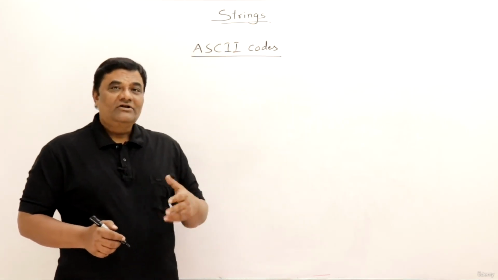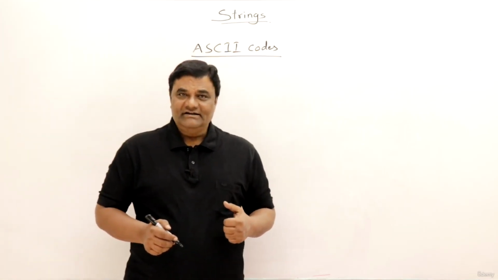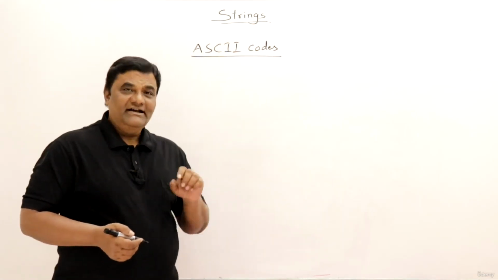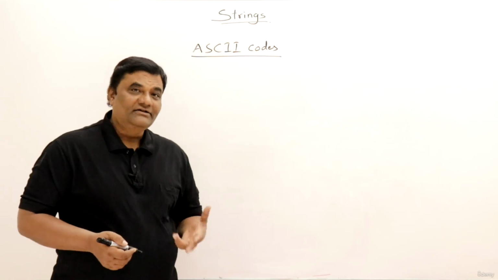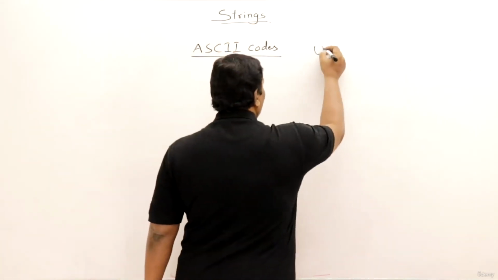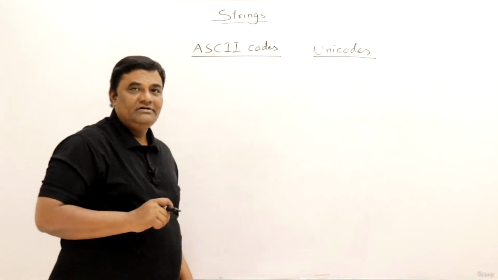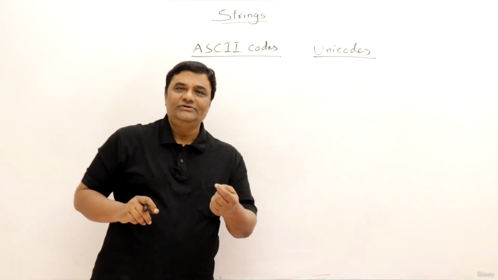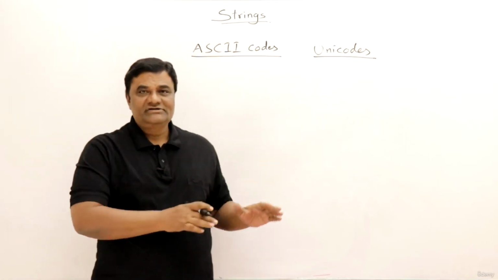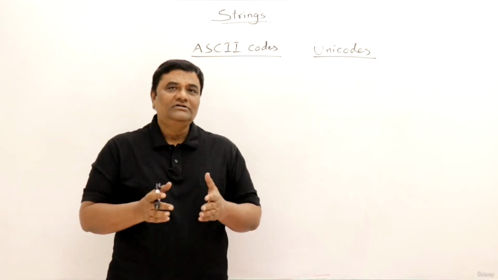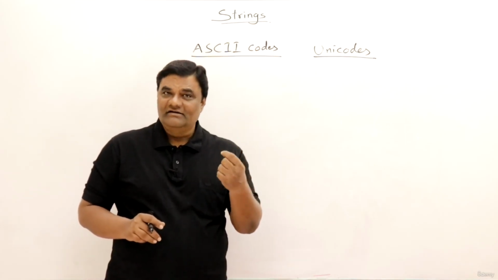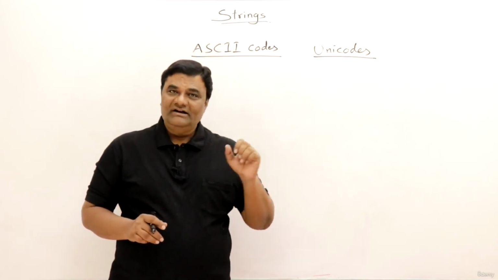And moreover, for other natural languages like Chinese, Japanese or Hindi, for various other natural languages, the codes are defined, and those are ISO standard codes, and those codes are called Unicodes. So we will be learning about ASCII codes first, then I will explain a little bit about Unicode also. So ASCII codes are for the English language. Now how are the codes defined? See, for every symbol, for every letter or character, there is a code available.